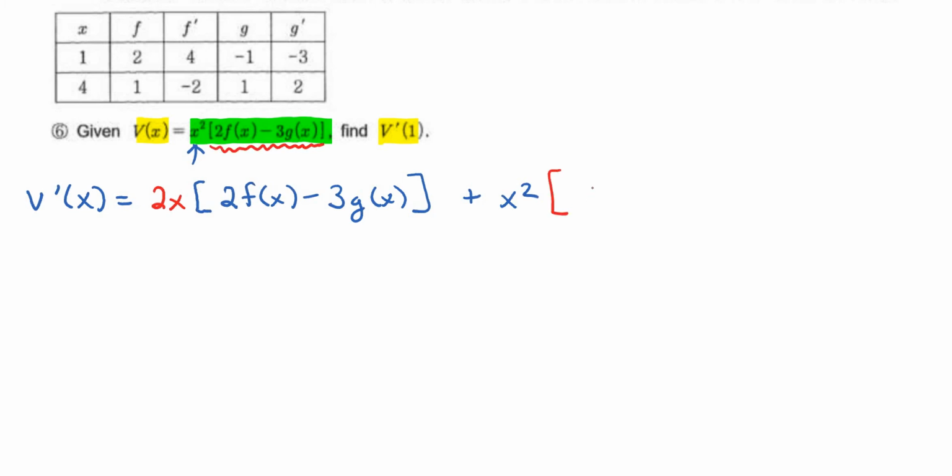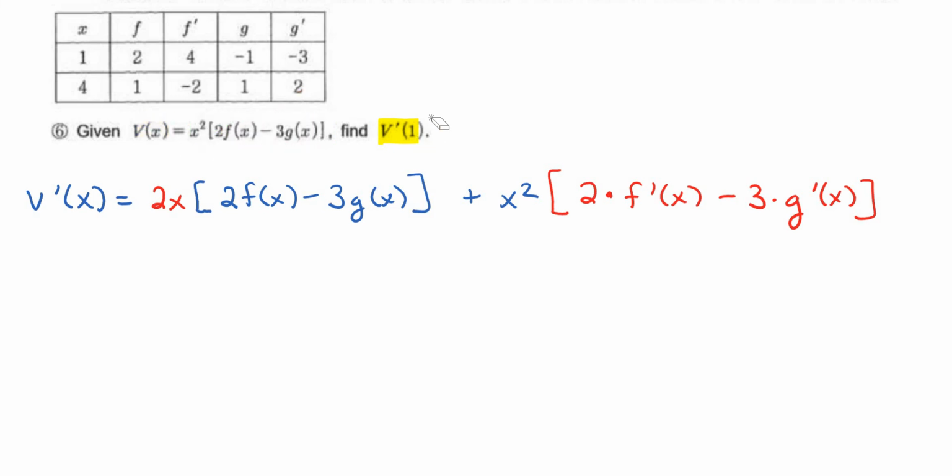And then I need to take the derivative of this expression right here in green. If I do that, the constant 2 remains on the outside, and what's the derivative of f of x? That's going to be f prime of x minus, now there's a 3 here, so the 3 remains on the outside, and then times the derivative of g, which is g prime of x. After that, let's evaluate v of 1. Anytime you see an x, all these x's will now be replaced with the value of 1.